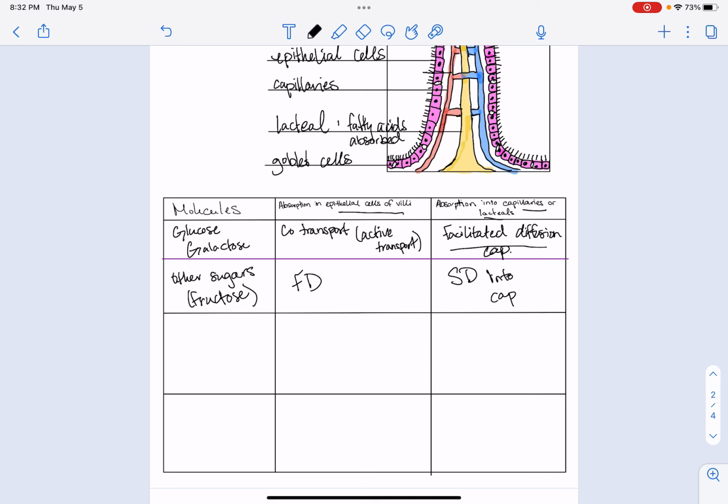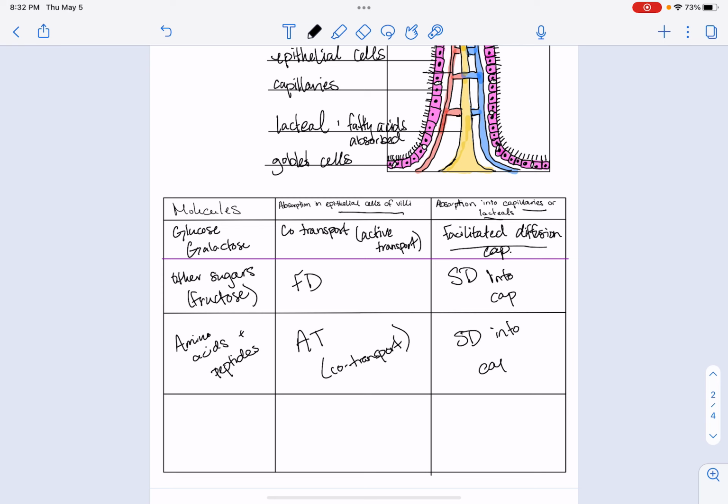Okay. Amino acids and peptides. We have active transport or co-transport. And then we have simple diffusion into capillaries. Okay.